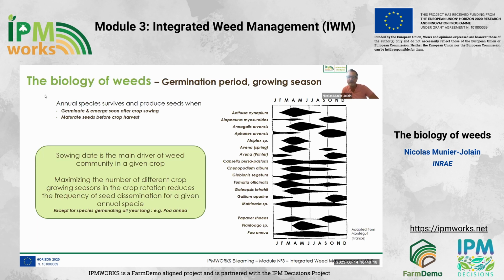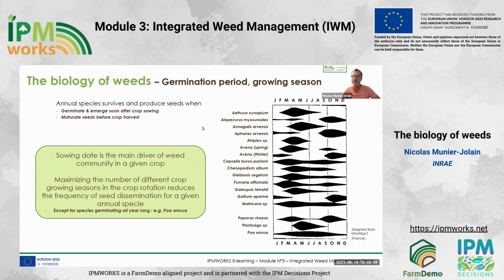So you can see that you have some spring emerging species, whereas, for example, blackgrass, Alopecurus myosuroides, is mainly emerging in October in France, a little bit in November, and a little bit in spring, but the main emergence period is in the autumn.